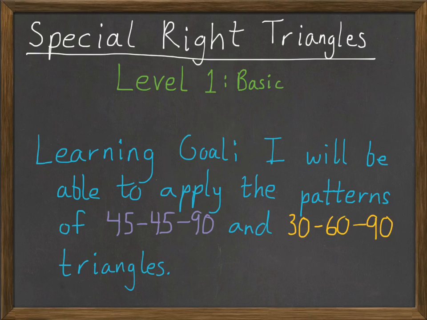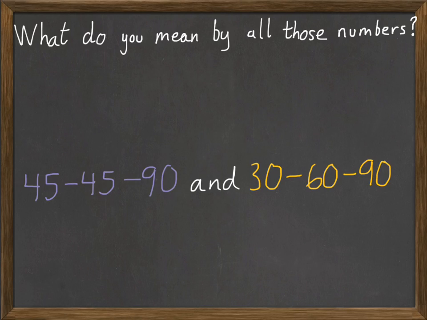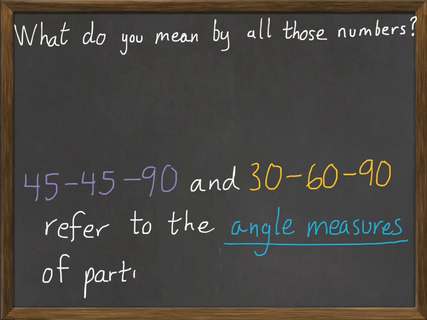Our learning goal for this video is that you'll be able to apply the patterns of 45, 45, 90 and 30, 60, 90 triangles. Okay, so the first thing you're wondering is, what the heck with all of those numbers? What do you mean by those? We got 45, 45, 90, and 30, 60, 90. What do those numbers mean? Well, those numbers refer to the angle measurements of particular right triangles.